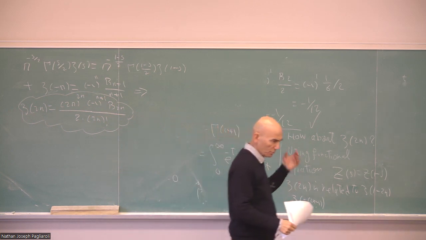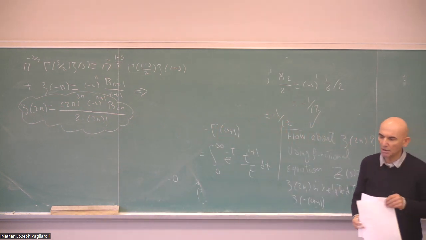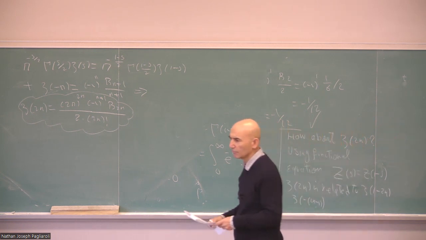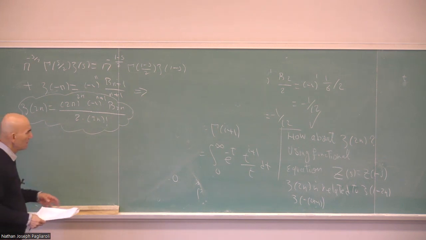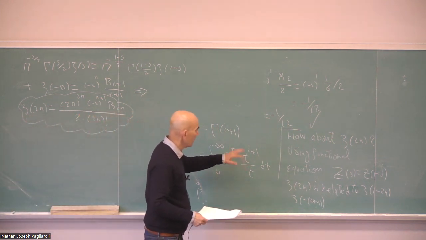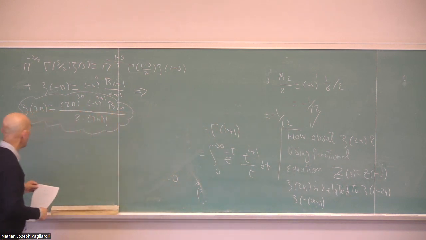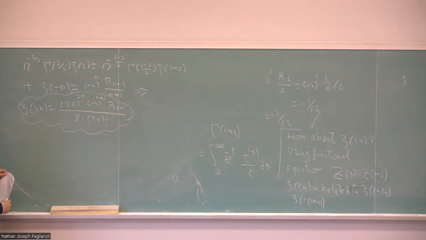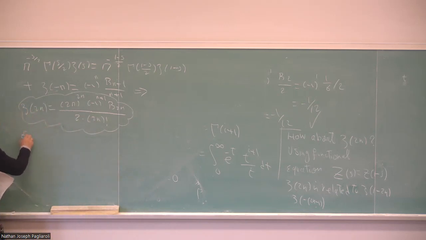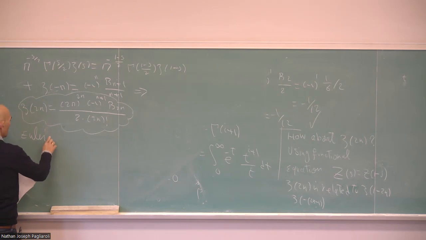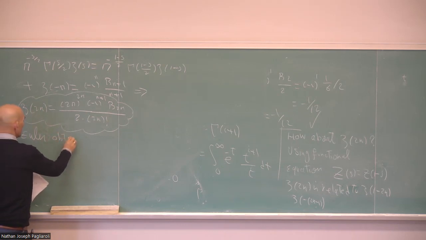So Riemann definitely could derive this, but he didn't care to write it. It was within his reach completely. I think he mentions only some of these other negative values. But this was obtained actually by Euler, 80, 90 years before Riemann. So this is Euler's formula.